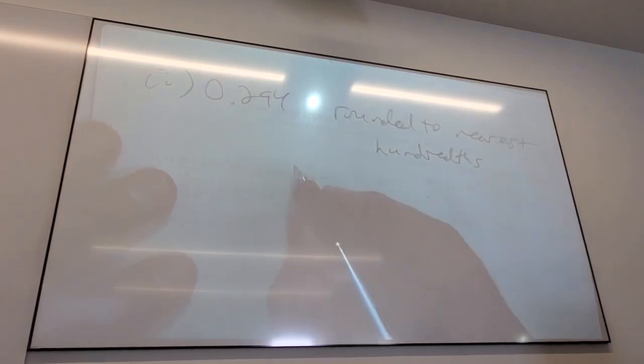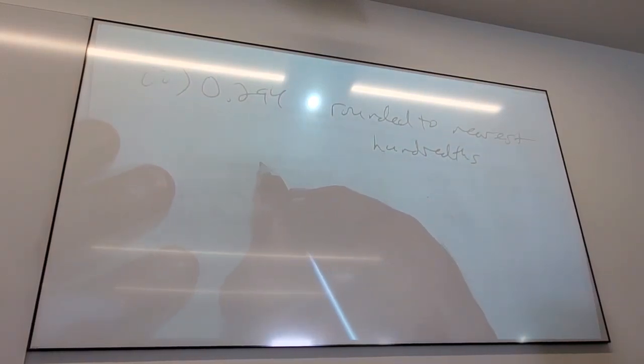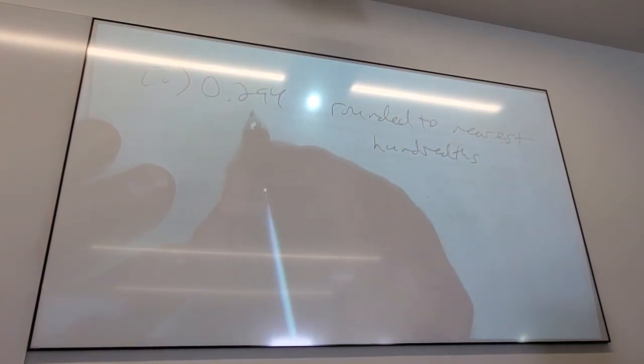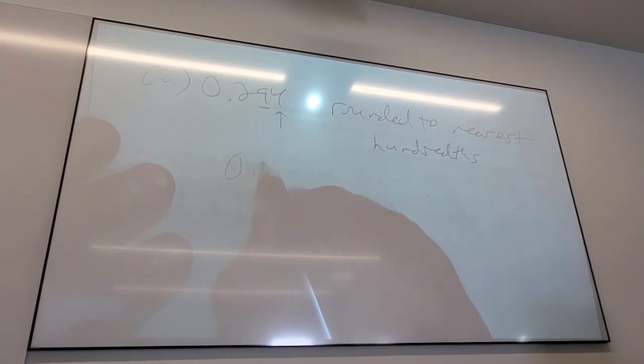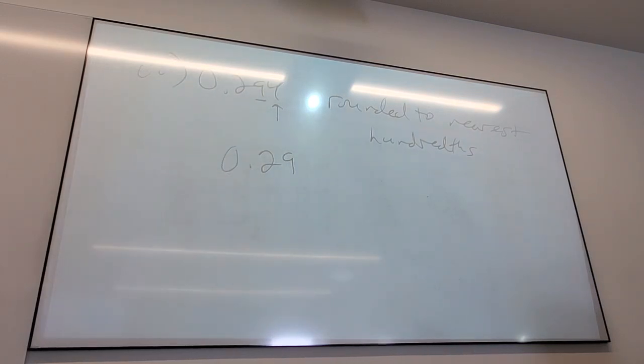Who's got that answer? What's in the hundredths place? Yeah, 9. So then you look next to it, so this will become 0.29. Or 0.290, same thing.